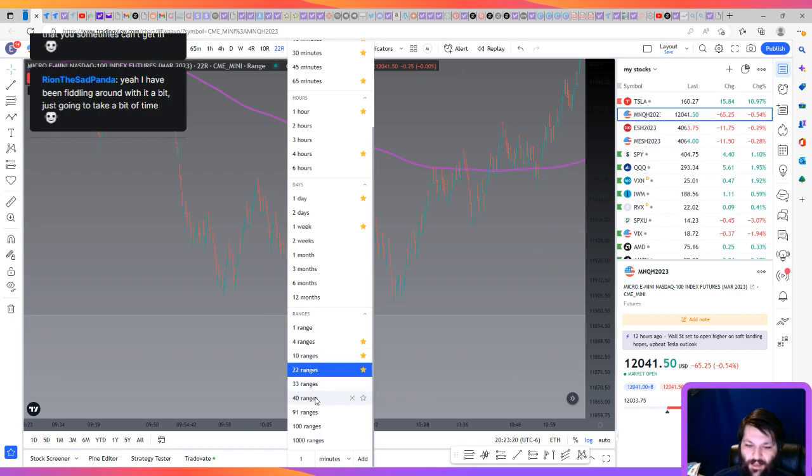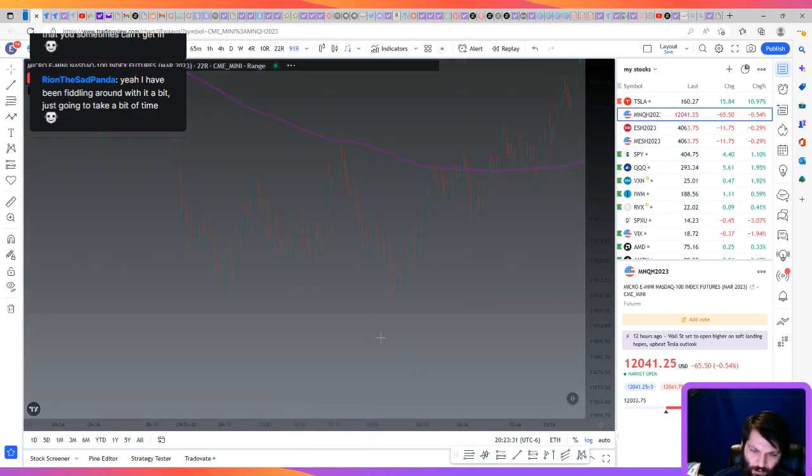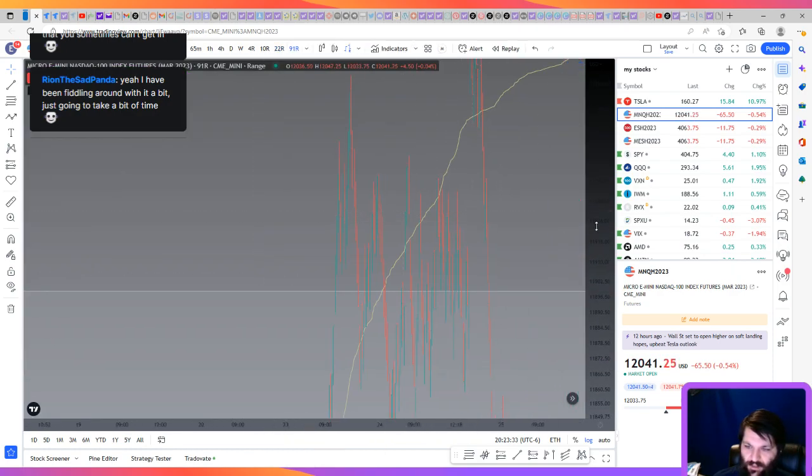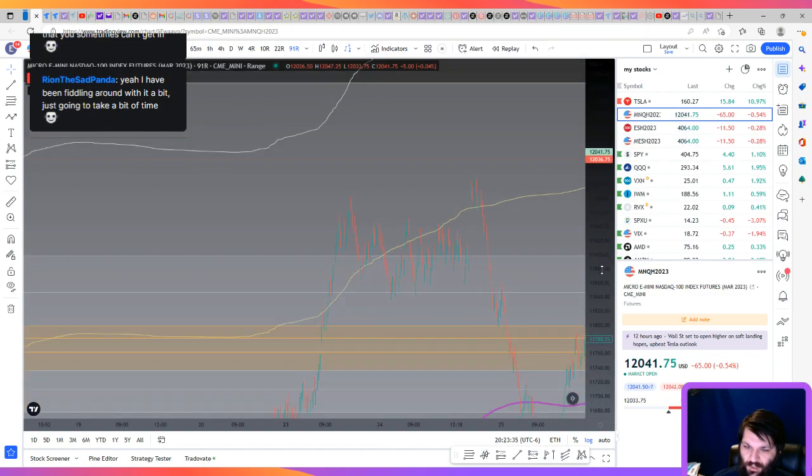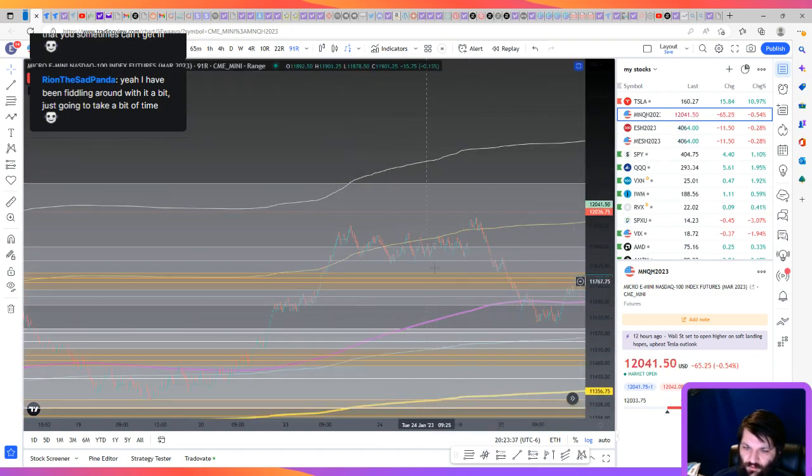I know for a fact that I do the 40 or 91. It depends on how much volume we have coming in. If it's a slower day, I do the 40. If it's a quick big day, I do the 91. And that tends to be pretty good. Today probably would have been a good one for the 91. We were moving a lot.